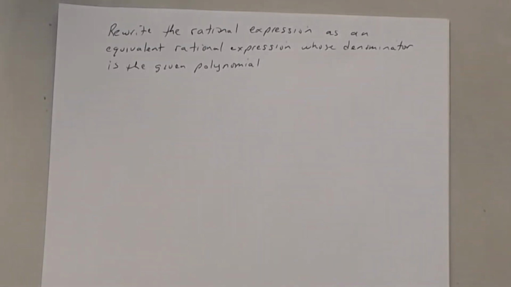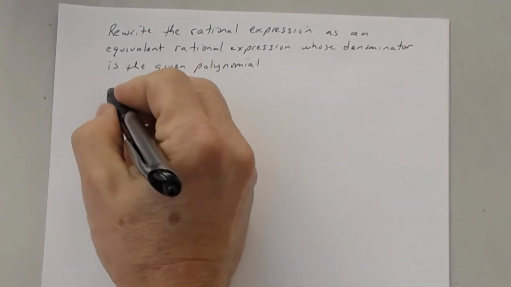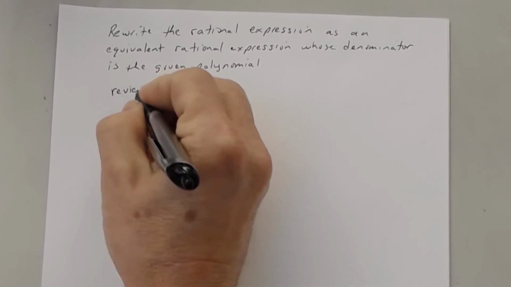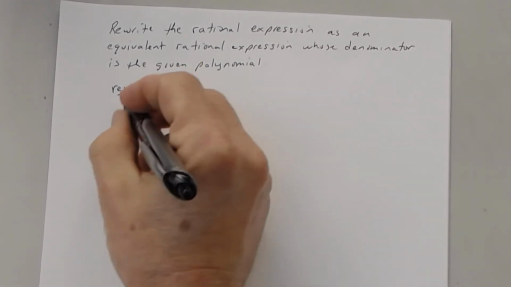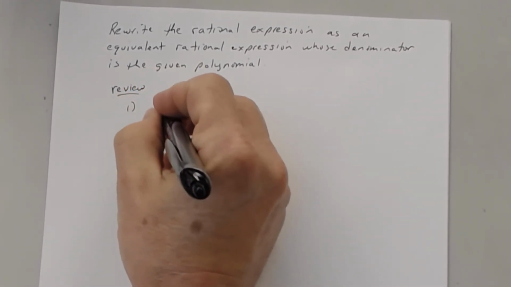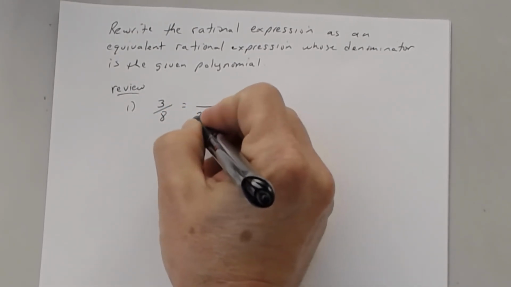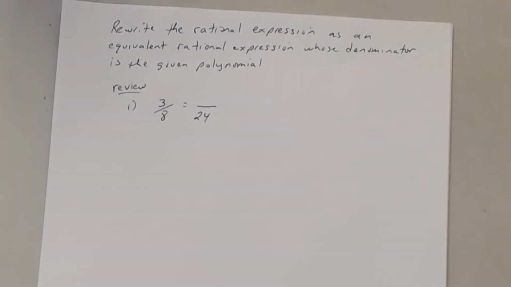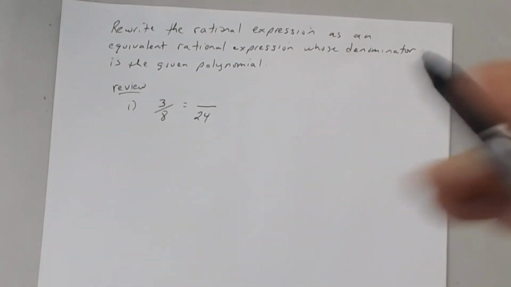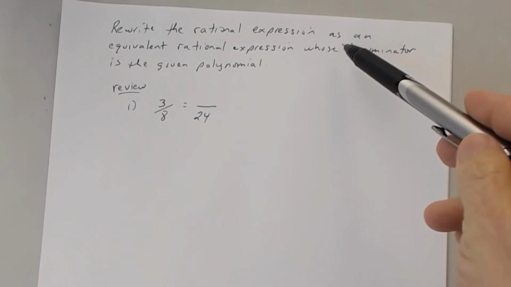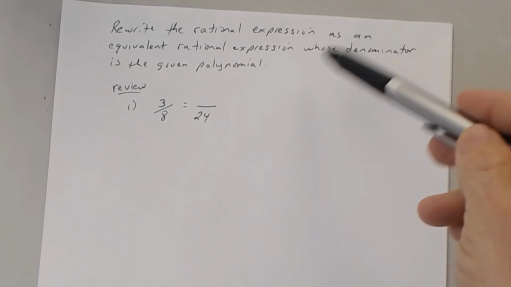All right, so before we look at the problems that go with these directions, let's review something from a previous course because we're going to need that idea. In a previous course, you had something like this. Number one, 3/8 is equivalent to what fraction with a denominator of 24? The process you use here will be very similar to the process you use with polynomials, with variables, with numerators and denominators involving variables.